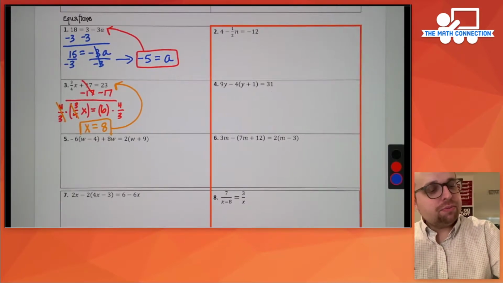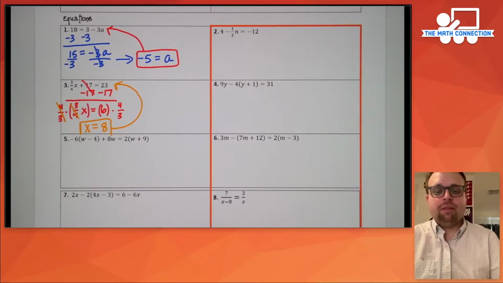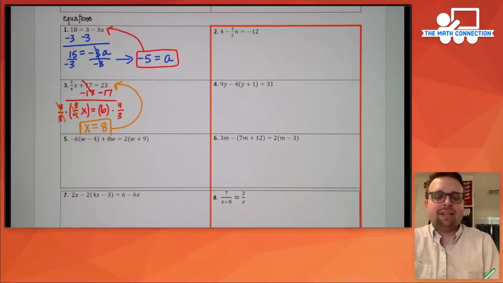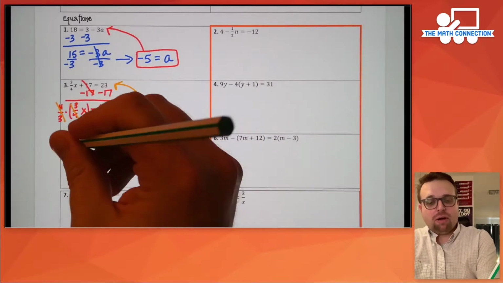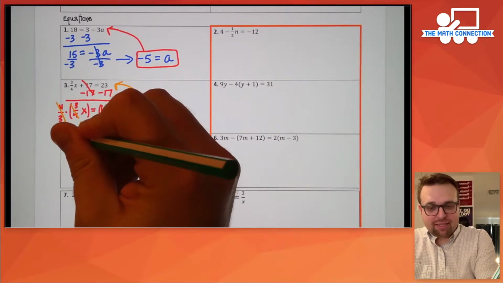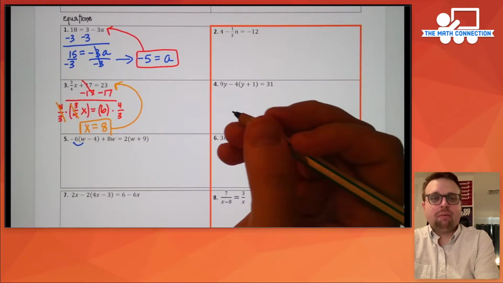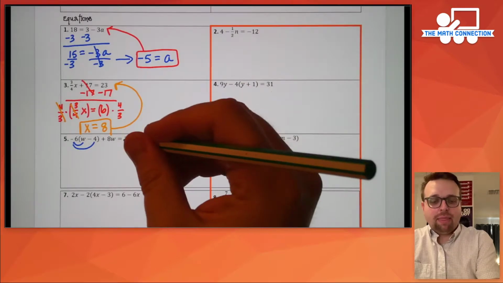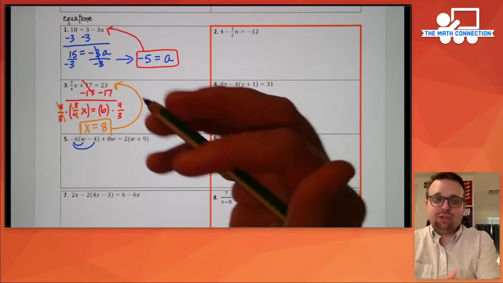Okay, so next problem. We have a little bit of distributive property on this one that we have to do first before we start getting stuff by itself. So this is going to be taking this negative 6 and multiplying it by w, and then multiplying it by negative 4, okay? And then the other parentheses over here, I can do at the same time.